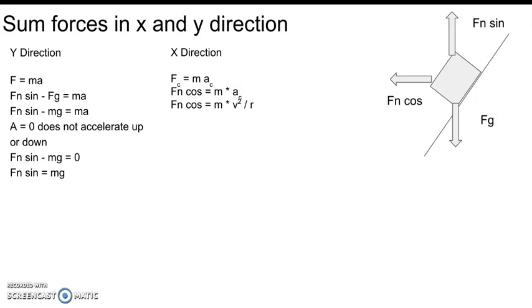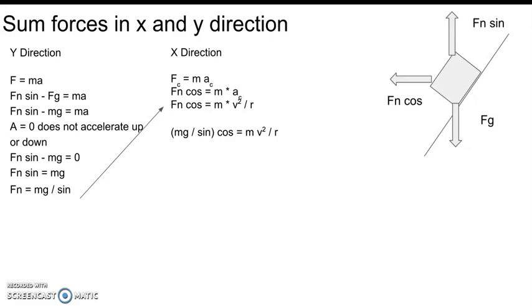We know that if we look back at our y direction, we can rearrange this equation to be force normal equals mg over sine phi. And notice what happens here. We have force normal in the y direction and force normal in the x direction. So we can take what we solved in the y direction and plug it into what we have in the x direction. So we're going to replace that force normal with mg over sine of phi. So replacing it, we get mg over sine of phi times the cosine of phi equals mv squared over r.